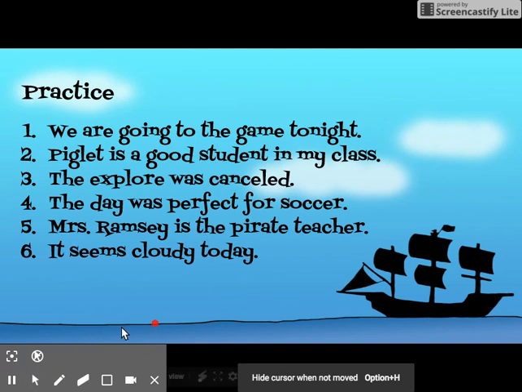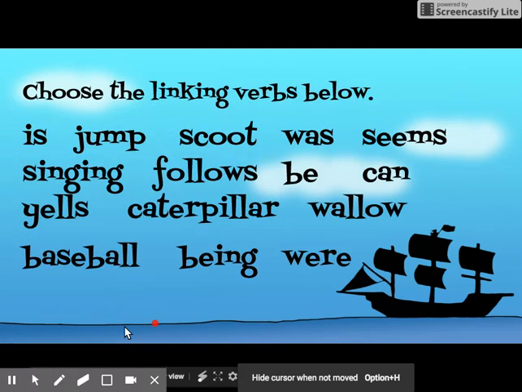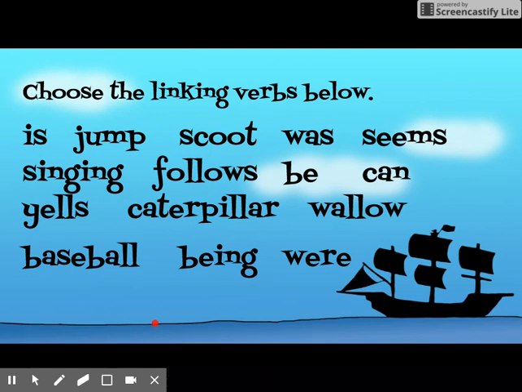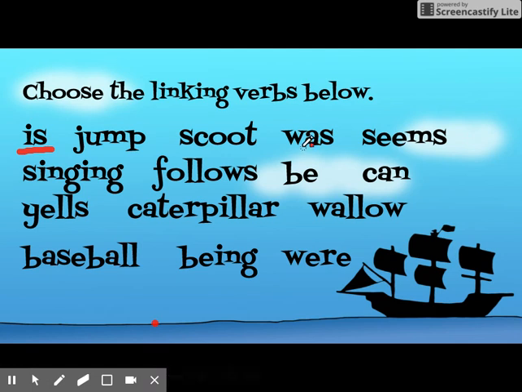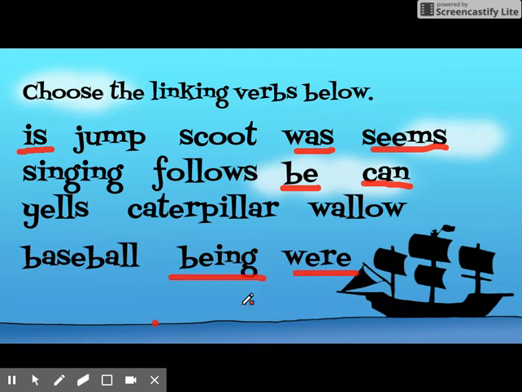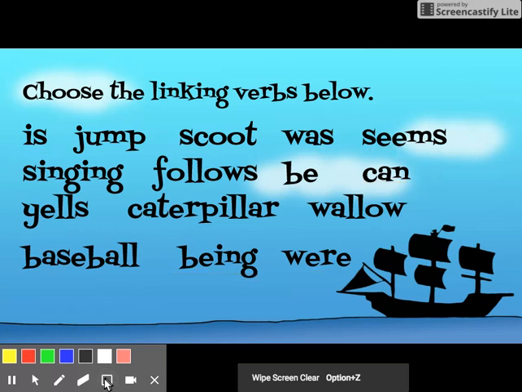And in this slide, I want you to choose the linking verbs from the words below. So I want you to think about those lists that we had. Which ones are linking verbs? All right, so let's go through these. Is, was, seems, be, can, being, were. Those are the linking verbs in the slide.